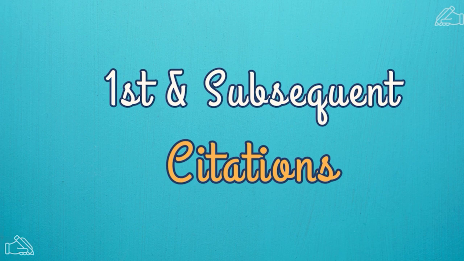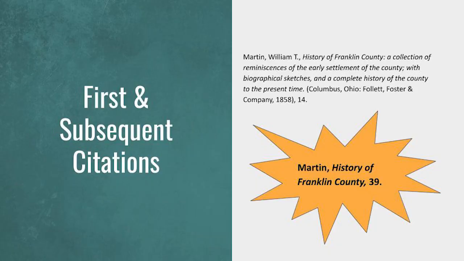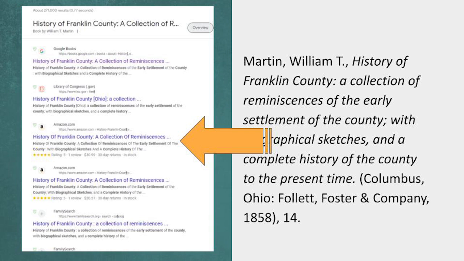Leveraging first source citations and subsequent citations is the key to improving the look and feel of the source citations in your written genealogy project. To help you understand how to utilize first and subsequent citations, let's start with our source. Briefly, I call it The History of Franklin County by William T. Martin. If I key that information into a search engine, I can find multiple versions of the book.